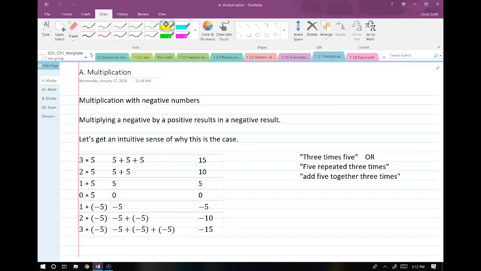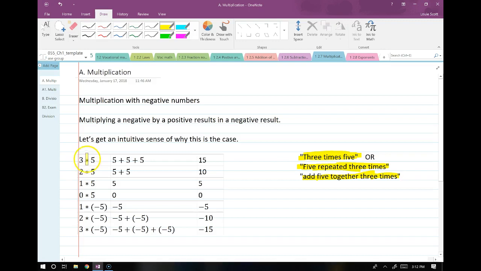So when we talk about multiplication, there's a few different ways that we can look at multiplication. When we say 3 times 5, one thing we say is with the multiplication sign in the middle, 3 times 5. Another way we can look at that is 5 repeated 3 times, right? The last way we can look at that is add 5 together 3 times, right? And so multiplication is like an operation that's equivalent to repetitive adding, right? Multiplying 5 by 3 is the same thing as adding 5 together 3 times.